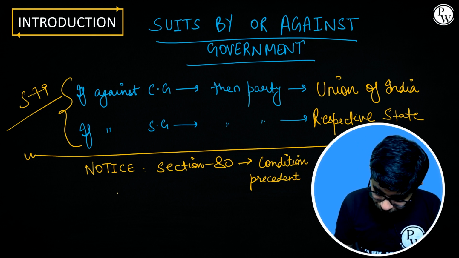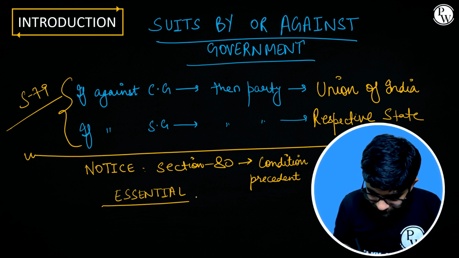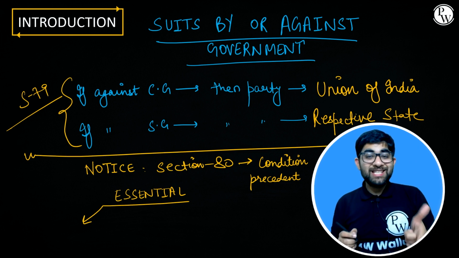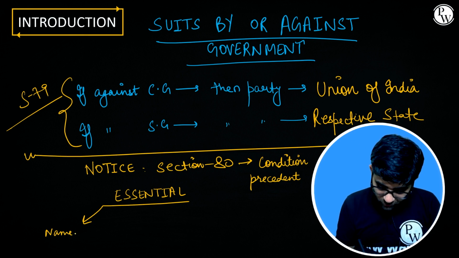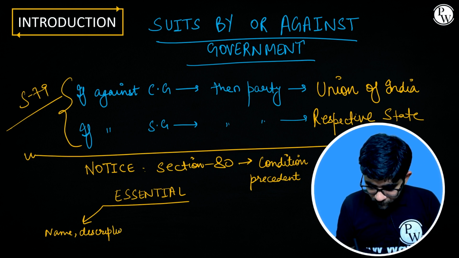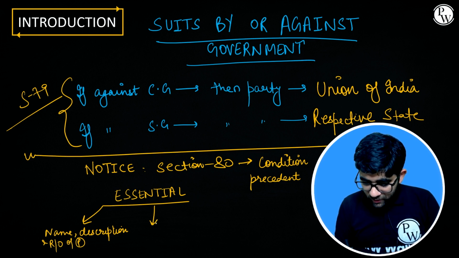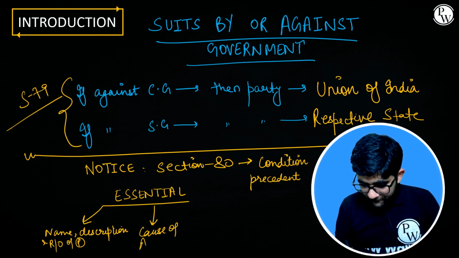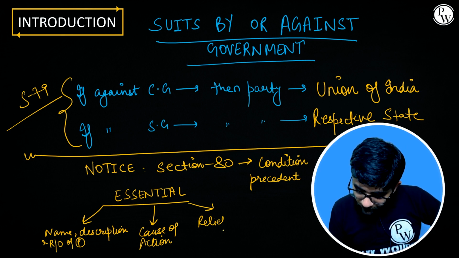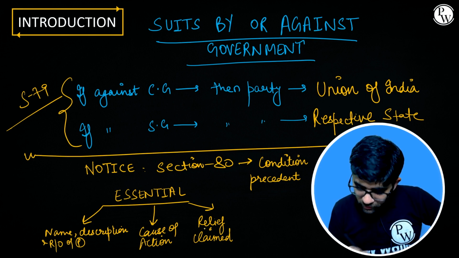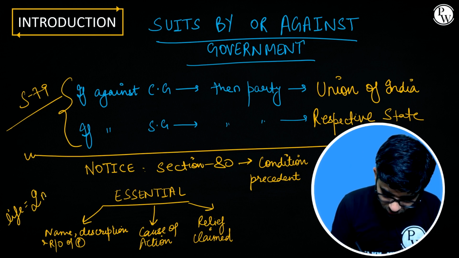अब इसका essentials देख लेते हैं. First essential is name, description and place of plaintiff. Name, description and resident of plaintiff. Second, cause of action. Third is relief claimed. ठीक है. सेक्शन इसका life is 2 months.